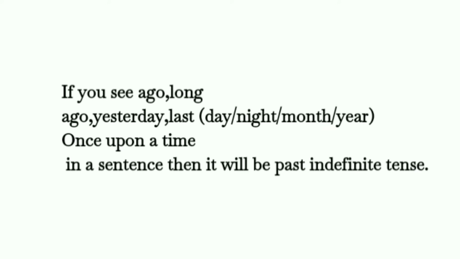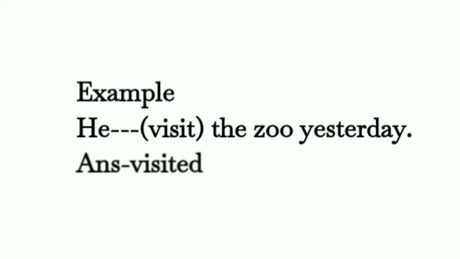Dear students, if you see ago, long ago, yesterday, last day, last night, last month, last year, etc., once upon a time in a sentence, then it will be past indefinite tense. For example, he visit the zoo yesterday. Here we can see the word yesterday and the verb is visit. For that reason, the answer will be visited. He visited the zoo yesterday.